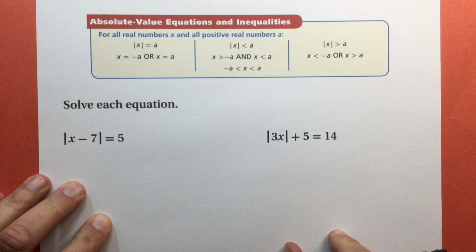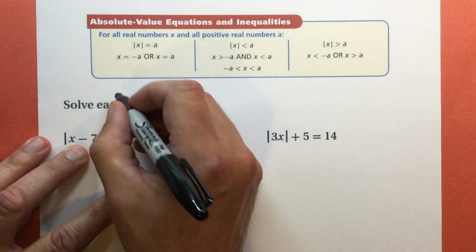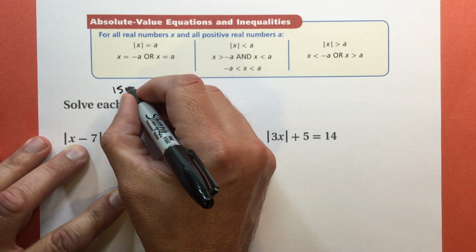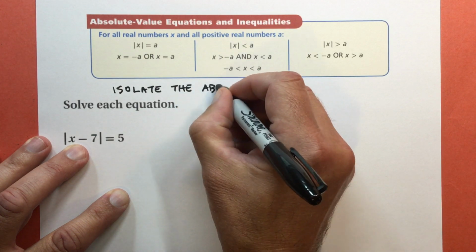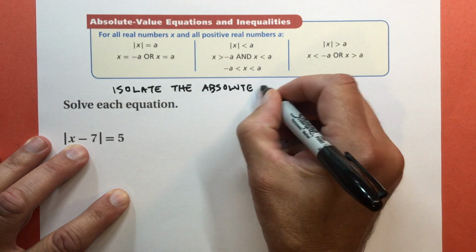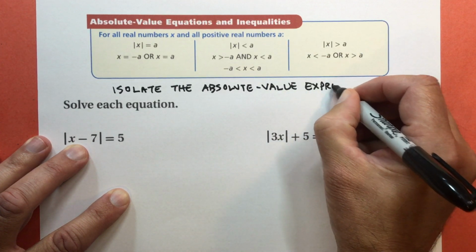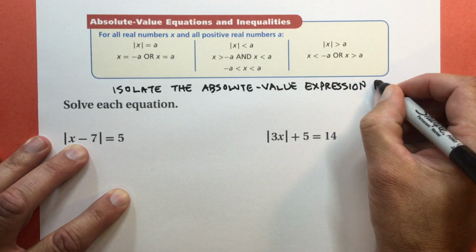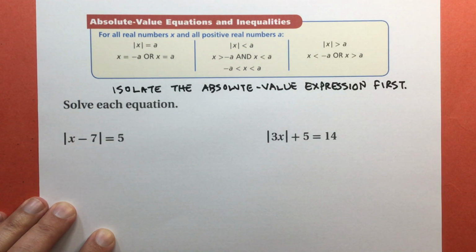And there's one important step that I'm going to write, and I'm going to make sure I mention it every time. It's the thing that, for all this stuff that seems difficult, most students usually don't have a problem with it. Where they make a mistake is they forget to do this. I have to isolate the absolute value expression first. If it's already isolated, no problem. But if it's not, you have to take care of that first. All right?